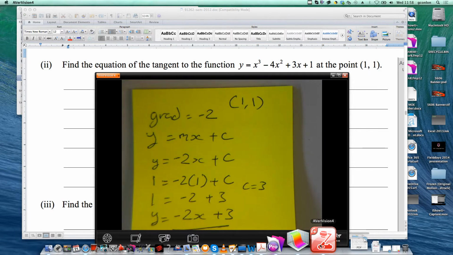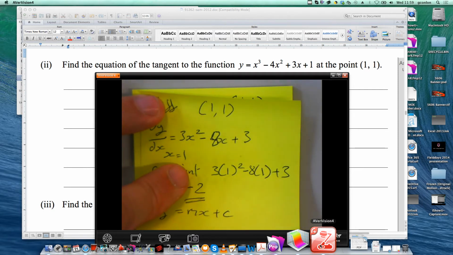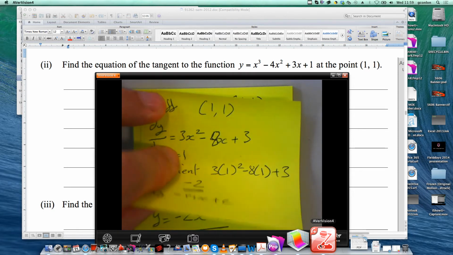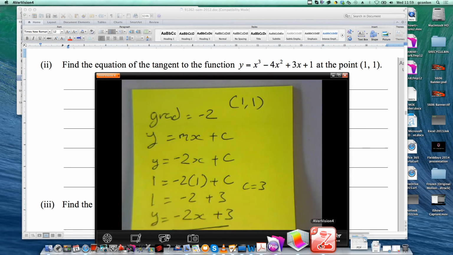And I wanted to do this in 2 sections for you so you understood that if you can find out just that the gradient's negative 2, you get an achieve mark. And then if you can use that to find out the whole equation, you get a merit mark.